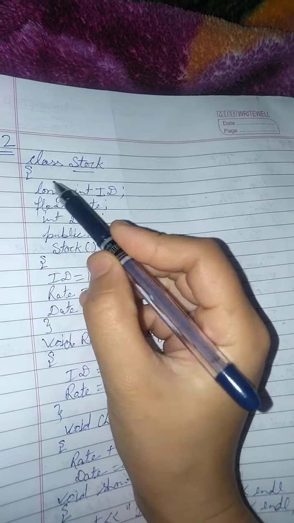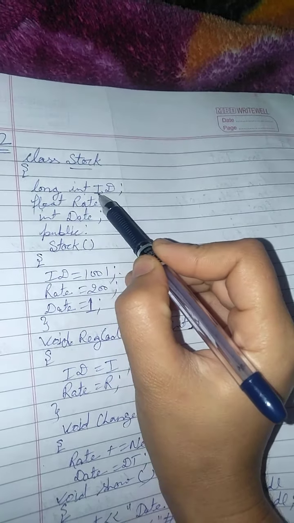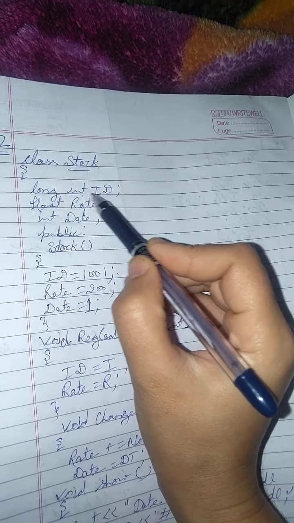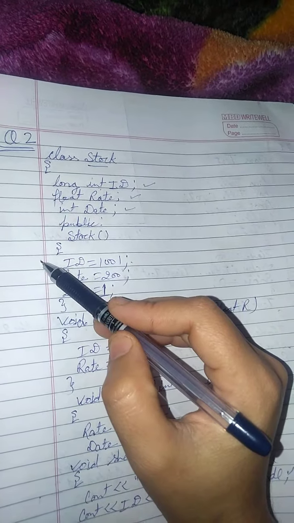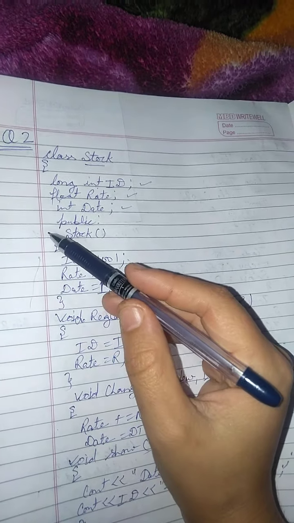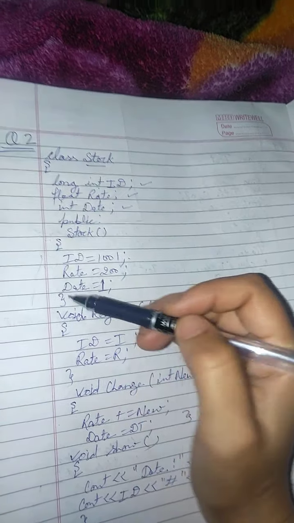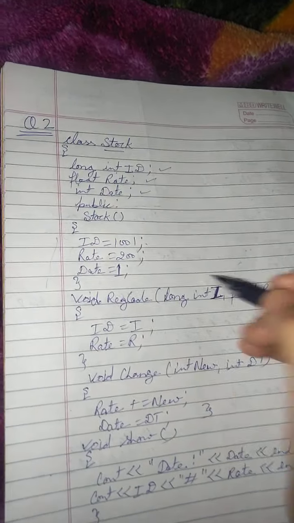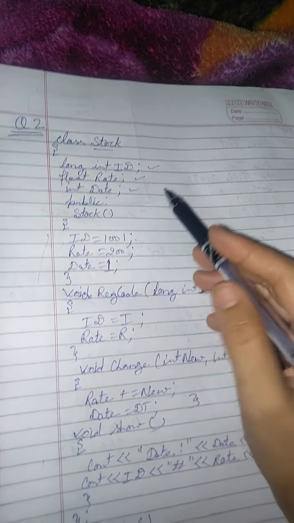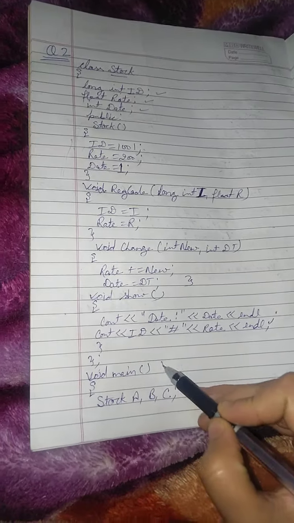Here is question number 2. Let's start with the class stock. Here are the data types: long integer id, rate and date. Here are the public variables and functions. These functions should be used throughout the whole program, right? Firstly, we have to start with the main function.